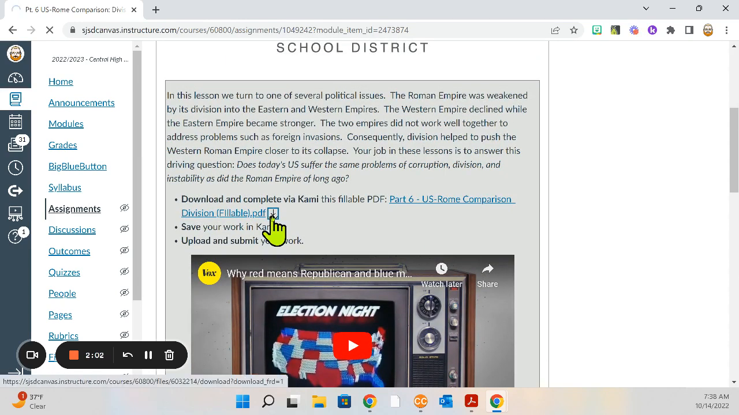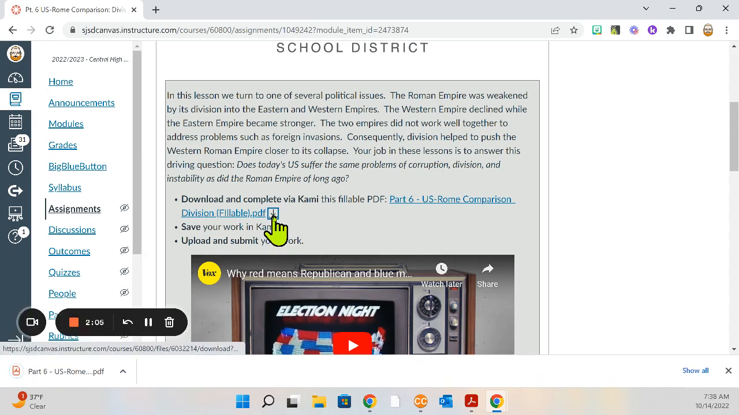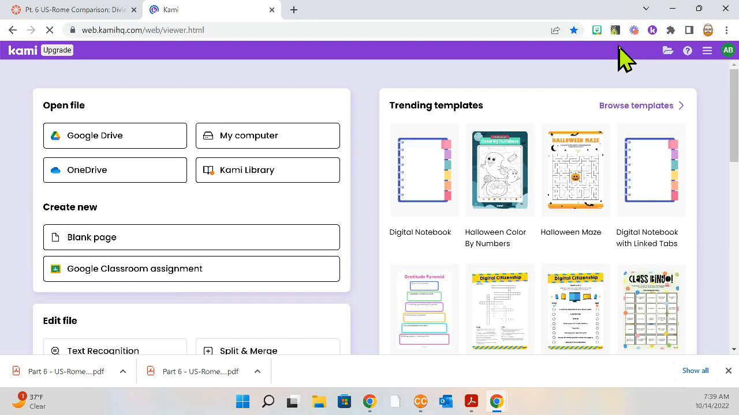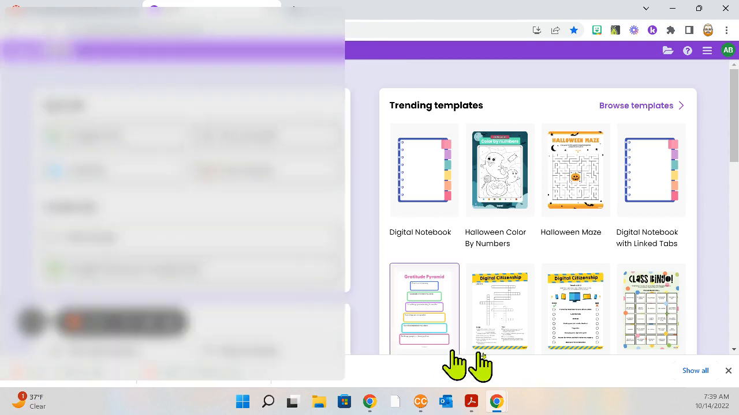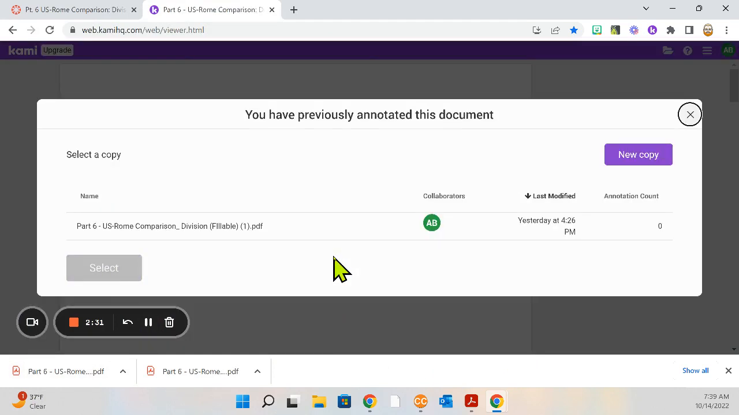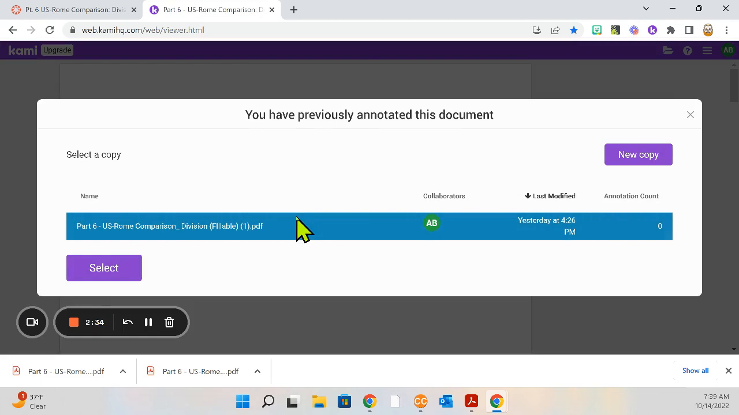As always, you're going to be completing a fillable PDF. So let's get that downloaded. Open up a new tab, and then click on Kami from your bookmarks bar. Drag and drop your doc. Okay, now you should not see this yet. You should see this on Monday when we open this assignment again to finish it. So if you were wondering when this is due, now you've got your answer: Monday, at the end of the class period.